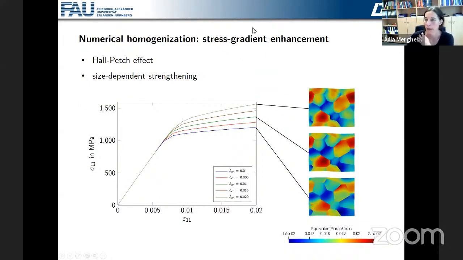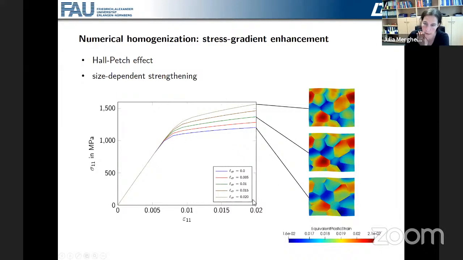So the stress gradient enhancement that I introduced enables us to model also size-dependent strengthening, so the Hall-Petch effect, which is introduced here. So we can choose different values for this length scale parameter L sigma, or equivalently, we could also change the size of the grain, so that would result in the same thing.